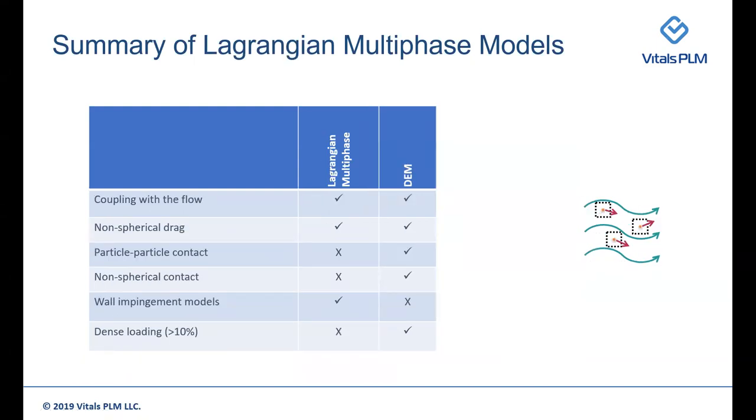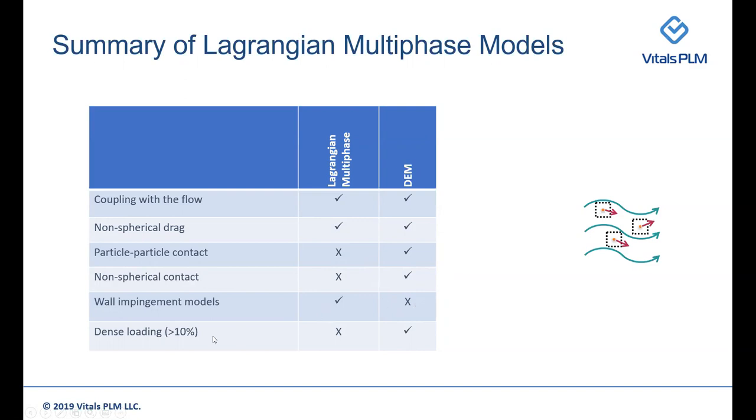And a summary of the Lagrangian multiphase models. Coupling with the flow, yes, it is possible in both Lagrangian and DEM, the discrete element method approach. Non-spherical drag, yes, it is possible, but in the case of Lagrangian, it is only through modification of drag laws. Whereas non-spherical drag can be modeled in DEM by actually modeling the shape of the non-spherical particle. Particle-to-particle contact is not possible with the Lagrangian multiphase model, whereas it is possible with the DEM. Non-spherical contact is only possible with the DEM. Wall impingement models are only available in the Lagrangian multiphase framework, but not in the DEM framework.